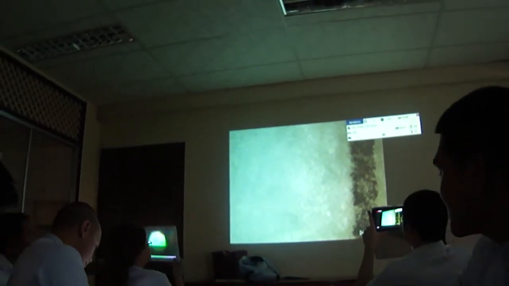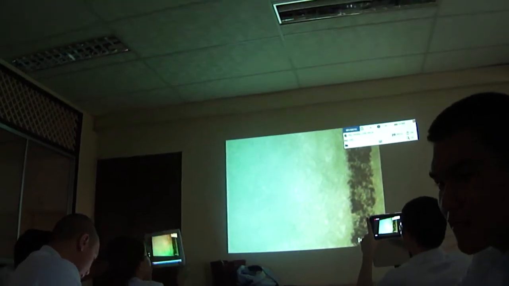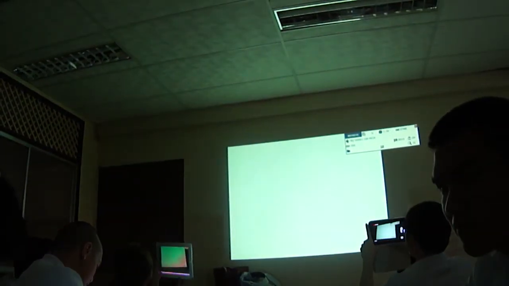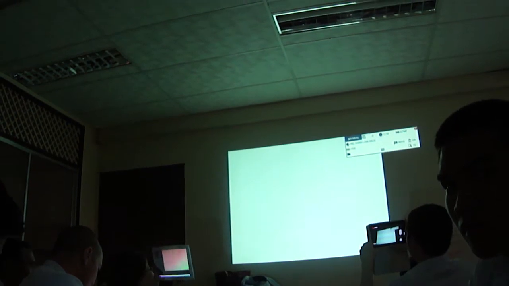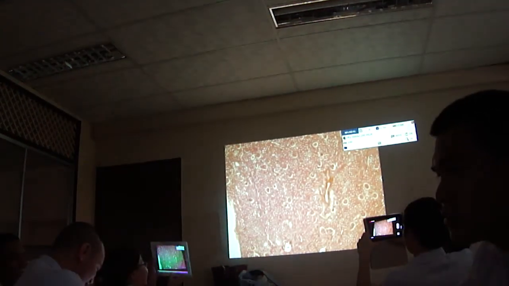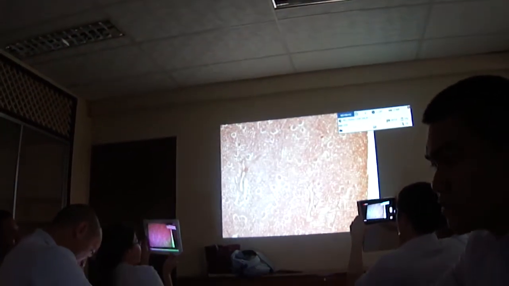Okay, Bowman's capsule. Bowman's capsule covers Bowman's space, what structure? Glomerulus. The glomerulus. So the two components of the nephrons are the glomerulus and the tubules.